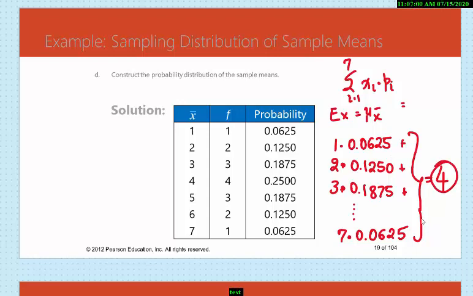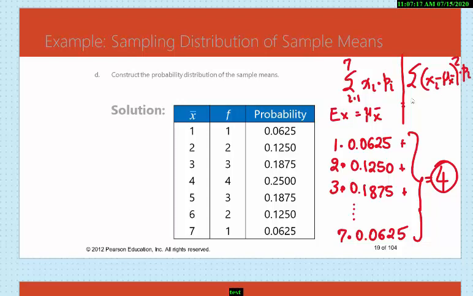And then you perform a similar kind of calculation that will give you the variance, that is the sum of x minus the mu that you just found, the 4, squared times the probability for the xi.